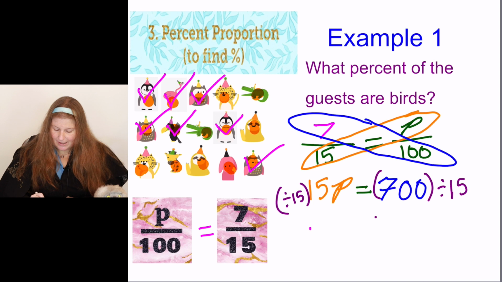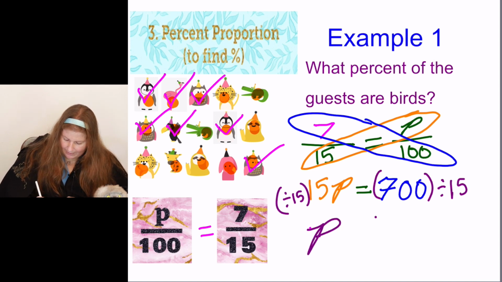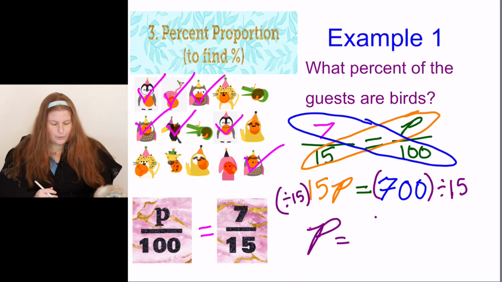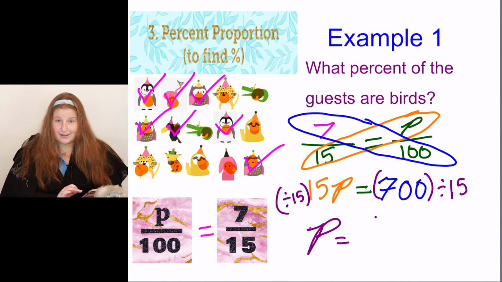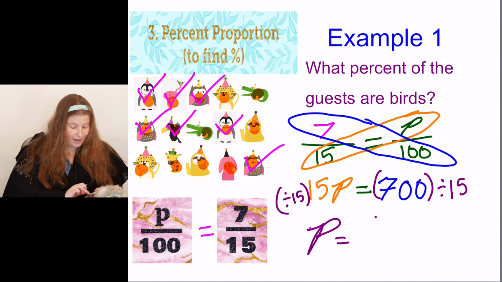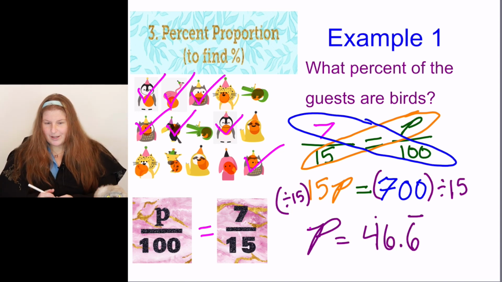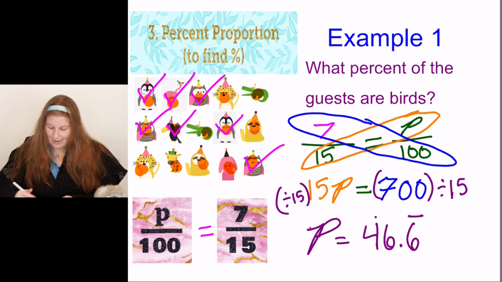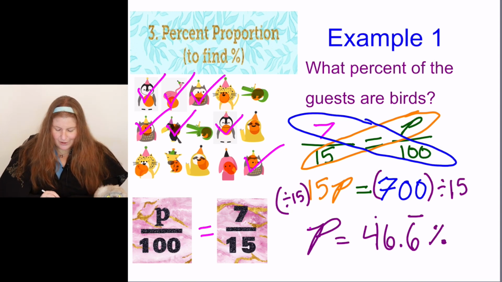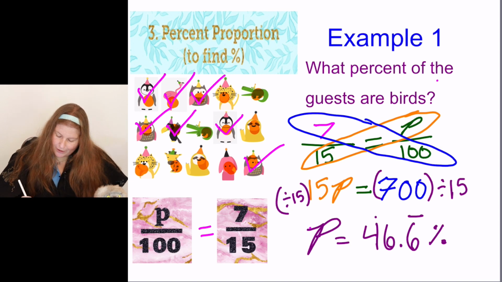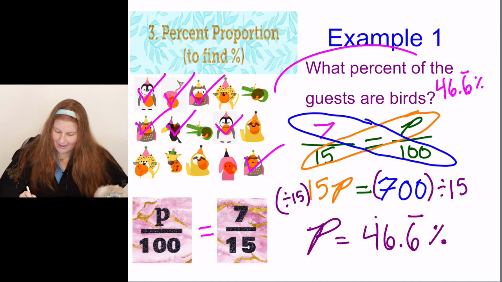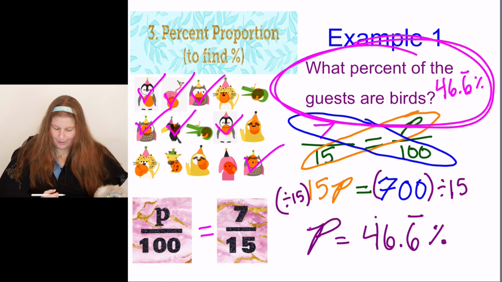So 15p divided by 15 is p, and then that is equal to, I'm going to put into my magical Muggle calculating device, 700 divided by 15, which is equal to 46.6 repeating percent. So to answer your question of what percent of the party guests are birds, the answer is that 46.6 repeating percent of our party guests are birds.